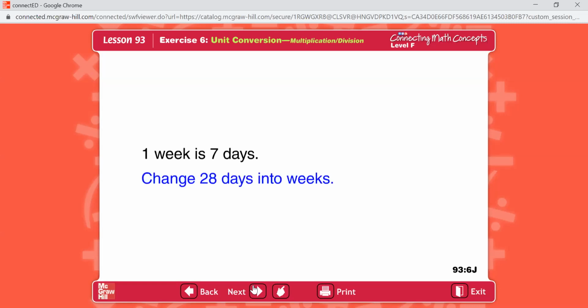So here's a problem. Change 28 days into weeks. So we're going from days into weeks. We're going this way, meaning we will divide. And we're going to divide by how much? Divide 28 by 7, because there's 7 days in 1 week. Now we have 28 days. So our problem is 28 divided by 7. And what does 28 divided by 7 equal? 4. 4 weeks. 28 divided by 7 equals 4. Label your answer, weeks.